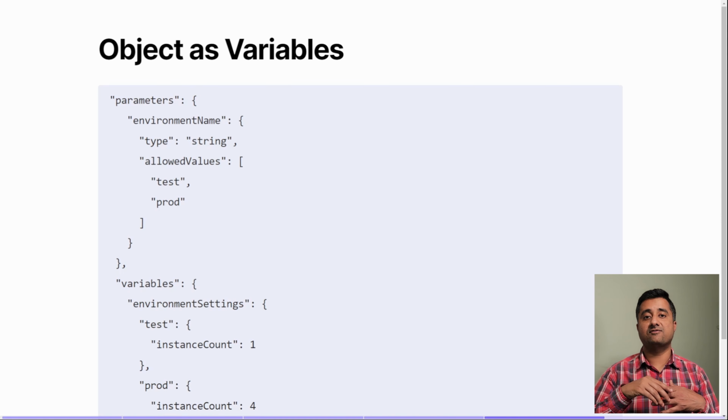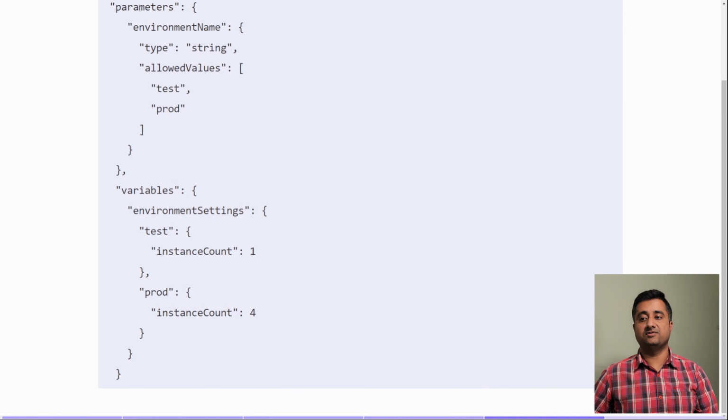And also you can have complex objects as variables. In this case, allowedValues in parameters is your environment. And then in the variables, you have environmentSettings as a complex object. Inside that you have a test, which has an instanceCount, and then you have a prod with an instanceCount of 4.